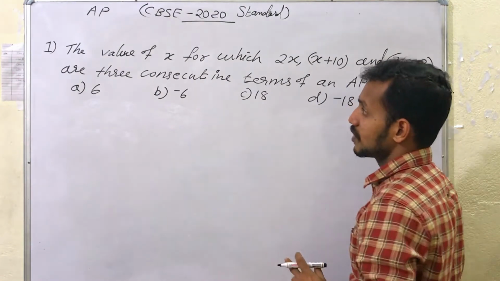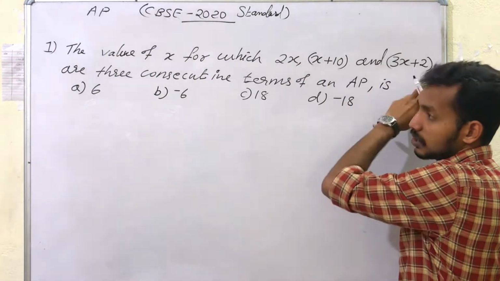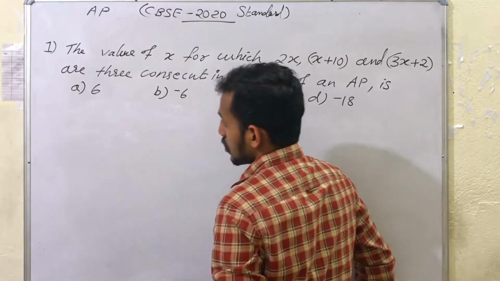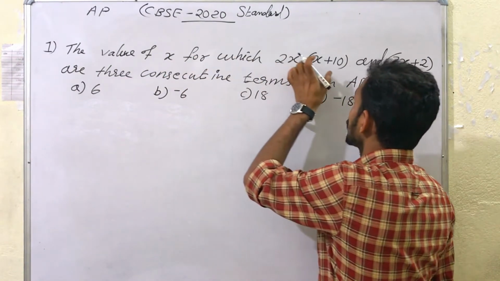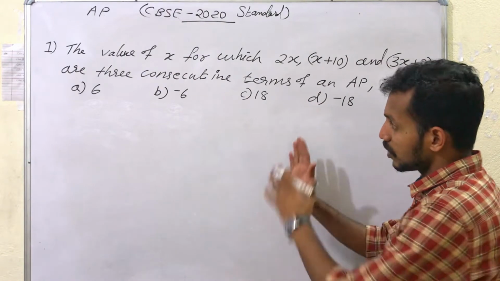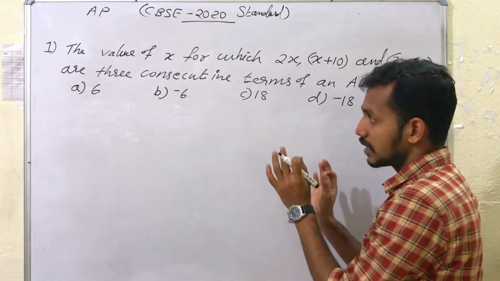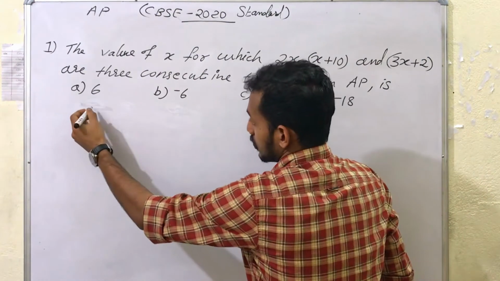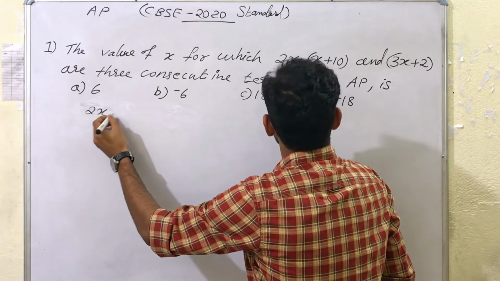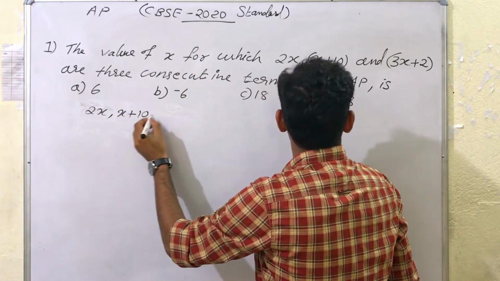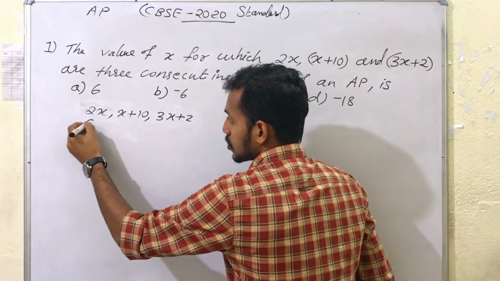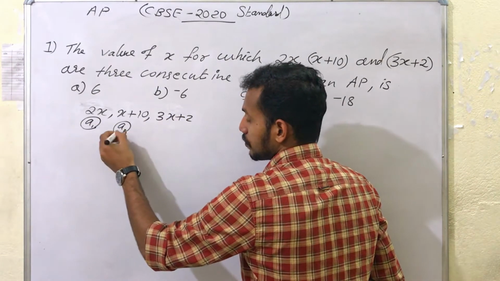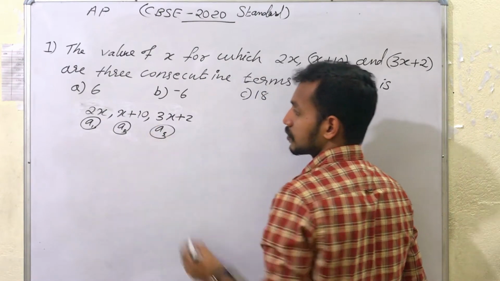In the question it is mentioned that these are three consecutive terms of the AP. Therefore, the difference between the consecutive terms should be equal. So it is purely based on the common difference. It is a basic question. What are the terms given? 2x, x plus 10 and 3x plus 2. So this is the first term, second term and third term.